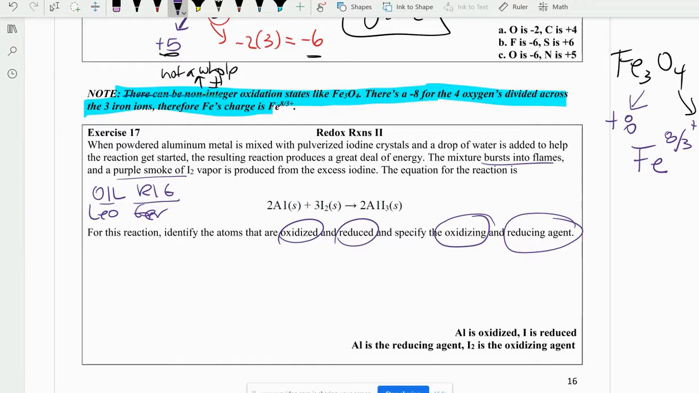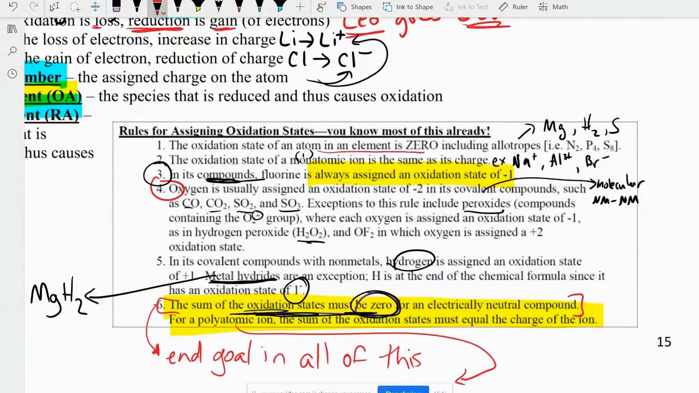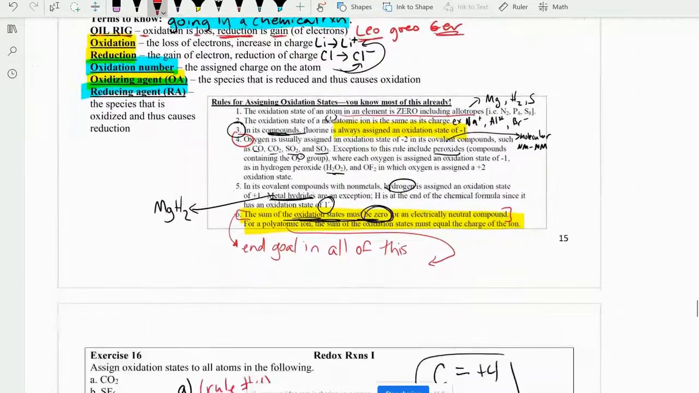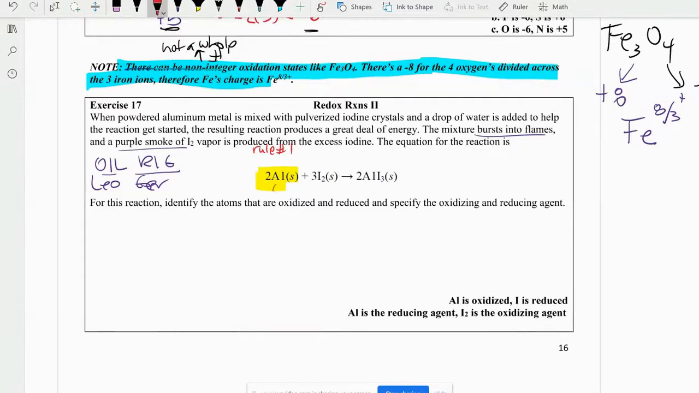So what we want to look at here is go back to the balanced equation they gave us. And one of the rules that you're going to see here, so I'm going to highlight this first substance, solid aluminum. Wouldn't you guys agree that this is an element with no charge? It's in its elemental form. So please go back up and understand that you are applying rule number 1 here. So scroll back up. Let's read it again. The oxidation state of an atom in an element is 0, including allotropes. Well, this isn't an allotrope, but it is a pure element by itself. So it's going to be 0, you guys. Same thing with I2.